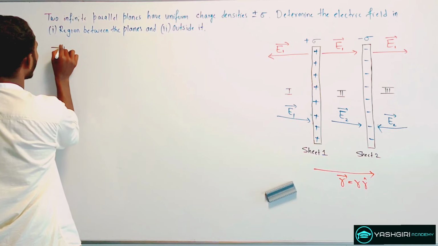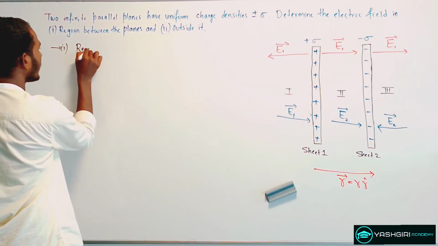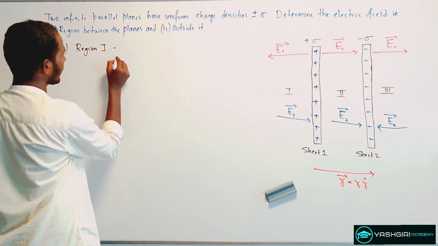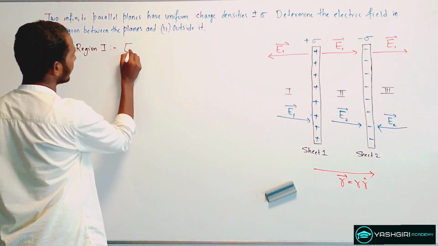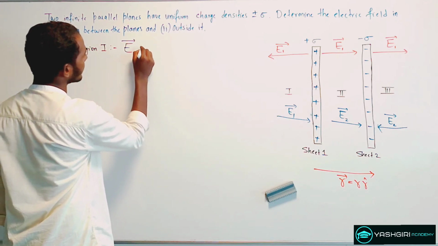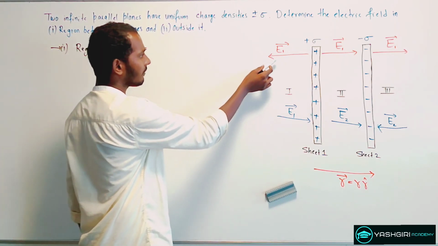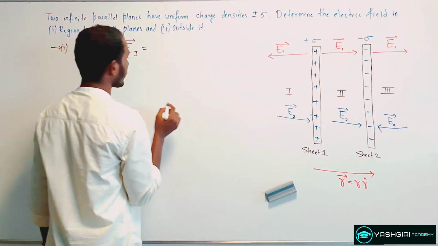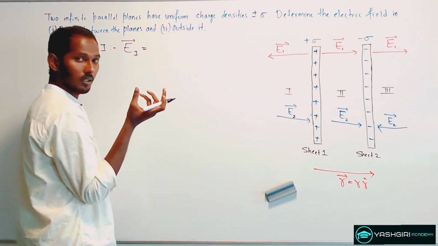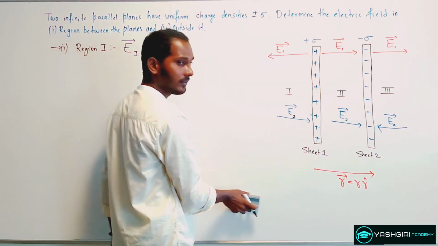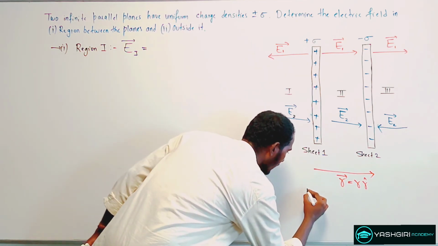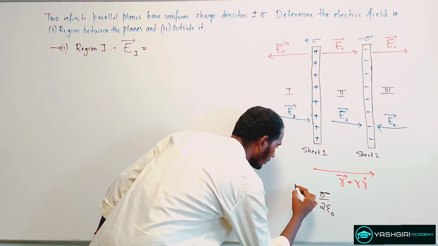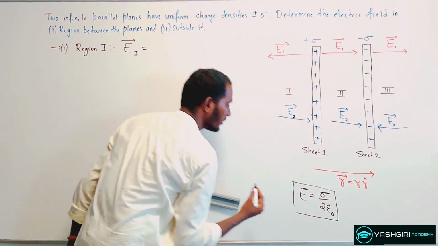Okay, so let's see the first region, region 1. I'm having a net electric field in region 1. It's nothing but the addition of the electric field E1 and the electric field E2. I have the equation for the magnitude of the electric field: E is equal to sigma upon twice the epsilon naught. So this is the expression for the magnitude.